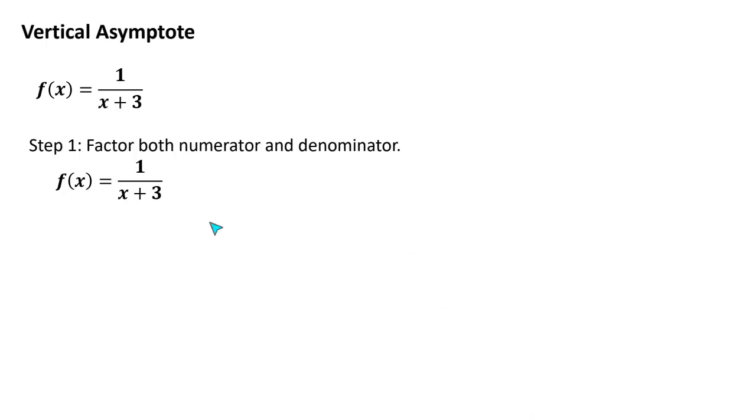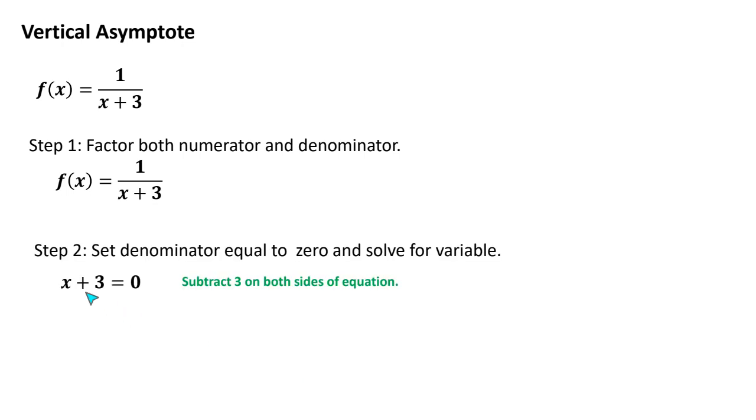Okay, so let's start with step 1. I cannot factor 1 anymore. It's already factored. x plus 3 is already factored. So now we just go to step 2. We set x plus 3 equal to 0 and subtract 3 on both sides. And so x equals negative 3 is going to be our vertical asymptote.